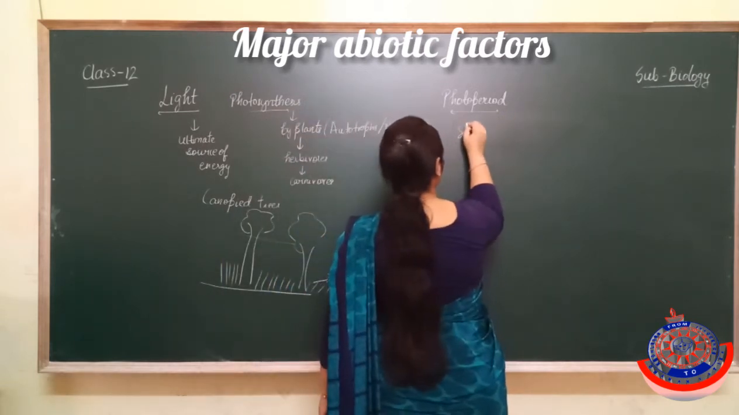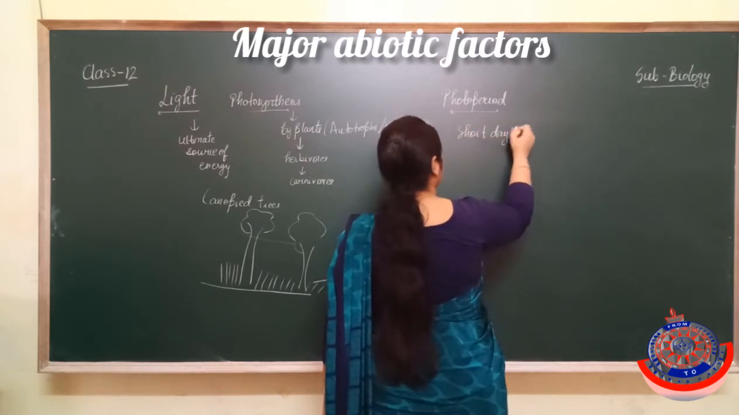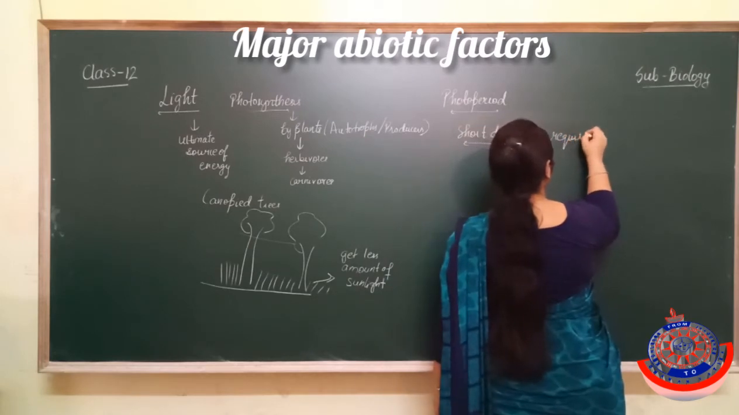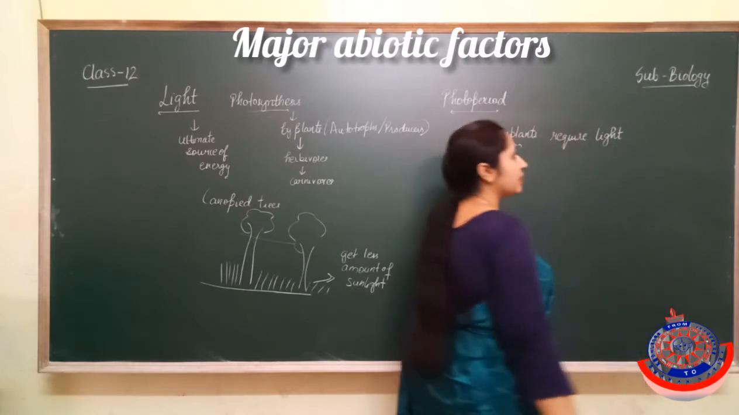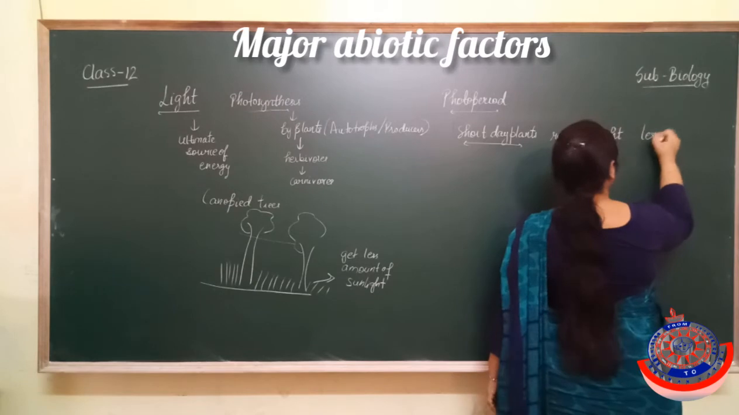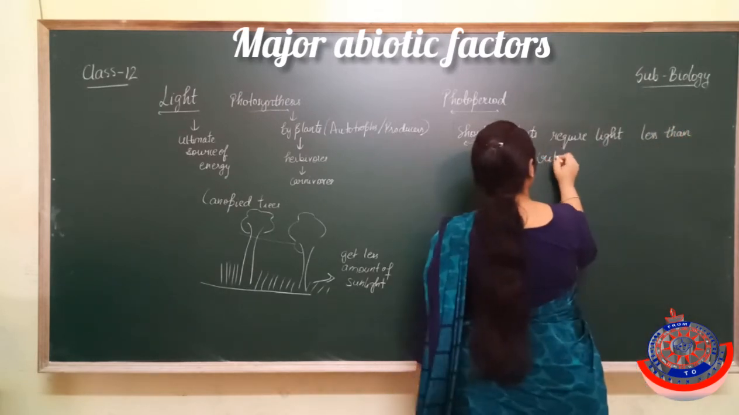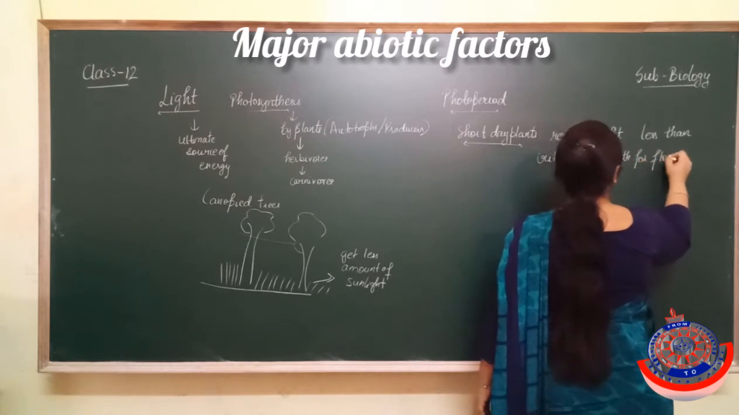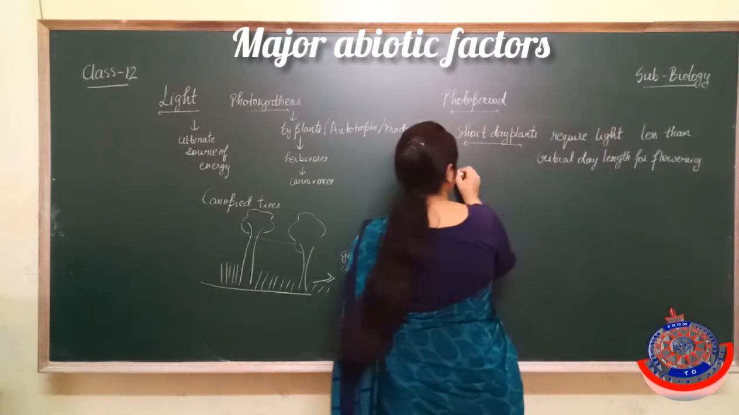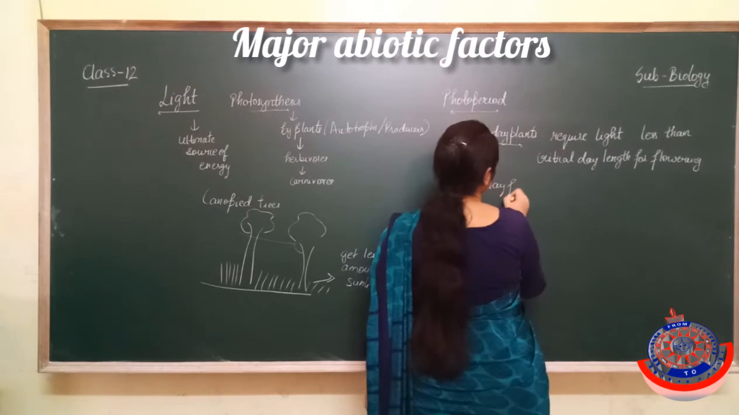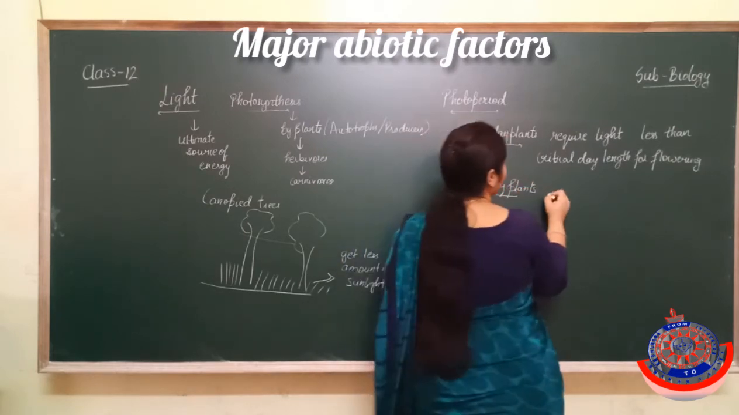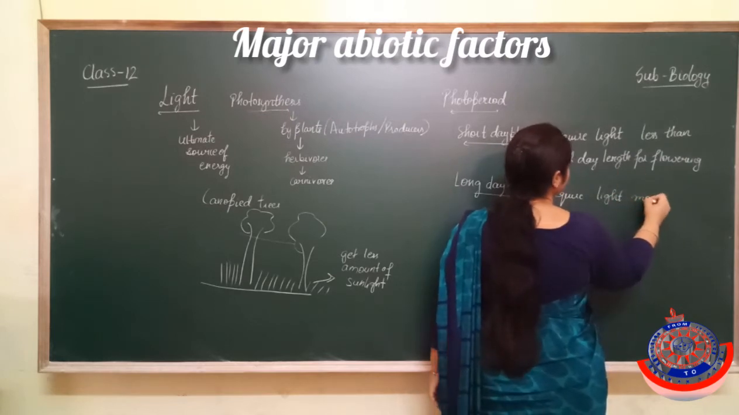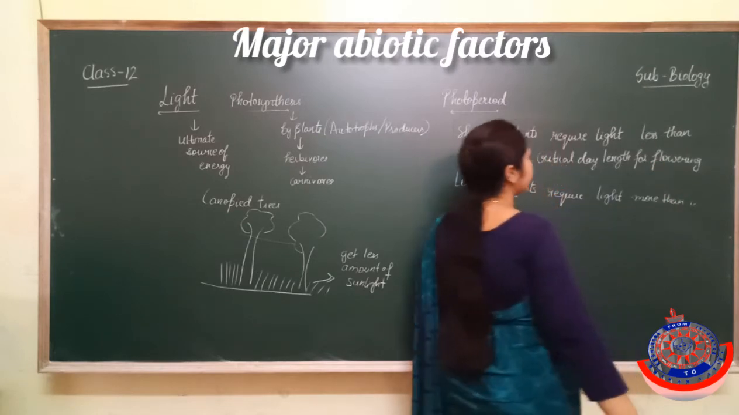Short day plants require light less than the critical day length for flowering. Next is long day plants. They require light more than the critical day length for flowering.